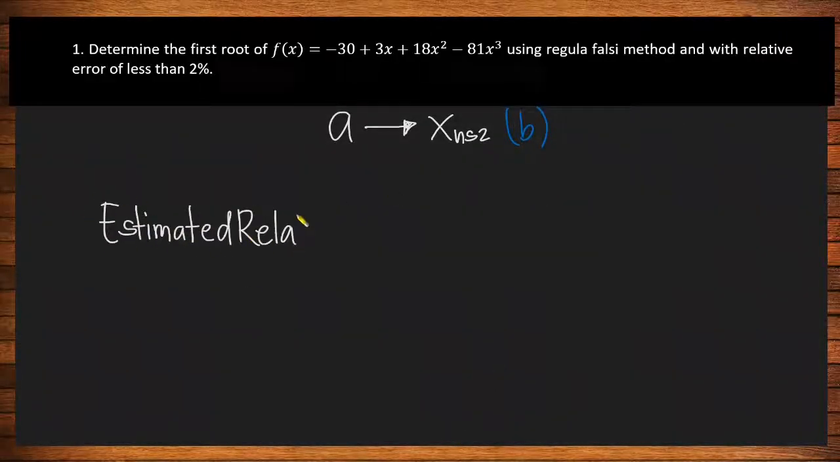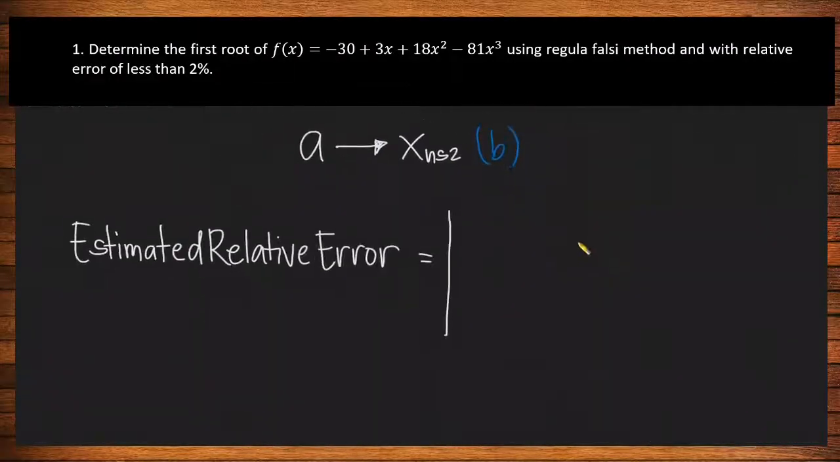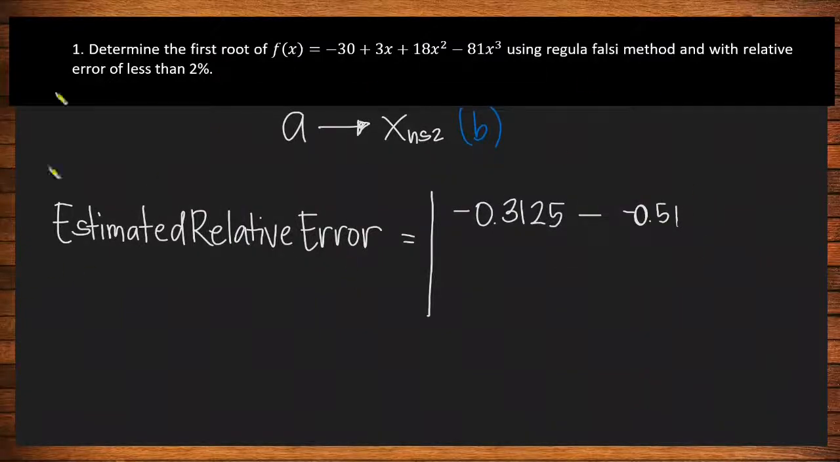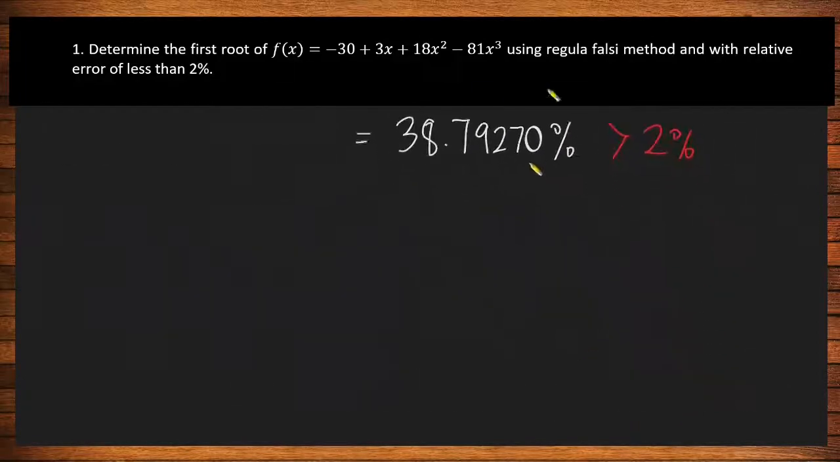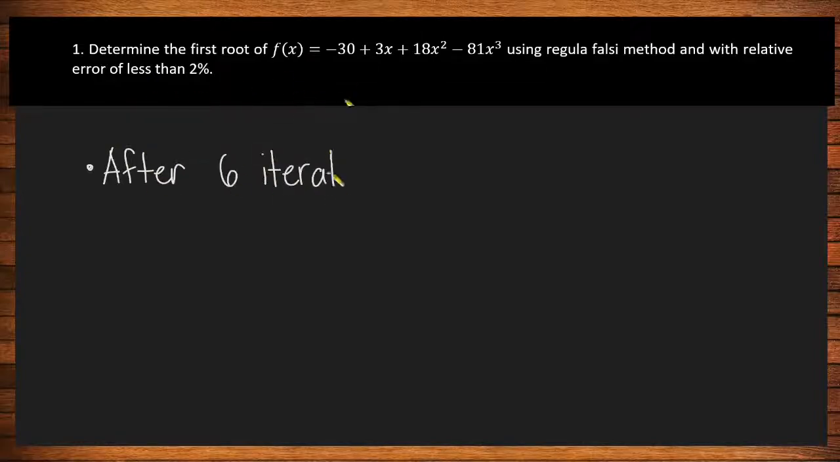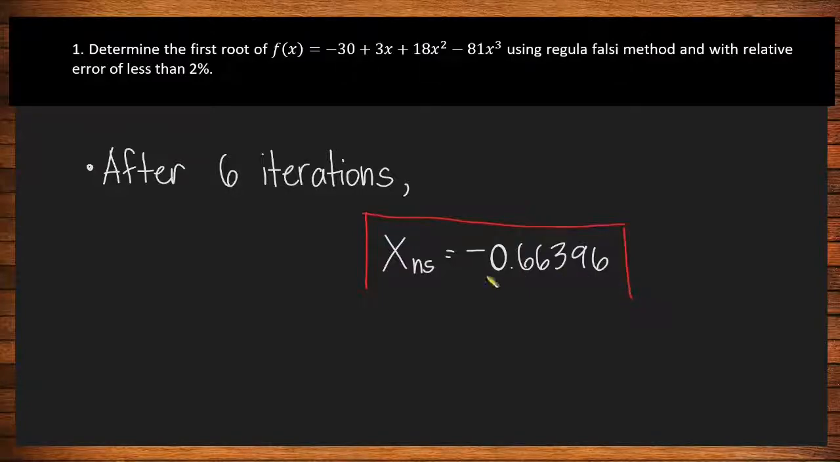So let us calculate our estimated relative error after 2 iterations. We can see that our estimated relative error after 2 iterations is equal to 38.79270%, which is way greater than 2% na required doon sa problem. So we need to perform more iterations. After 6 iterations, which is 1 less than the bisection method, our relative error is now less than 2%, and then we have the estimated value of our numerical solution, and that is equal to -0.66396. As you can see, similar lang yung bisection method and then yung false position method.